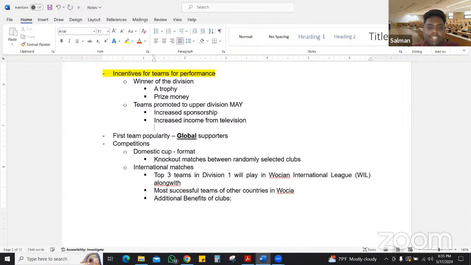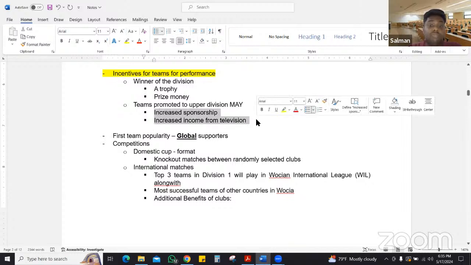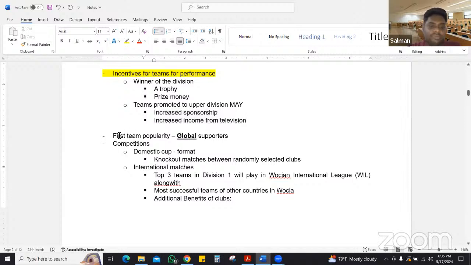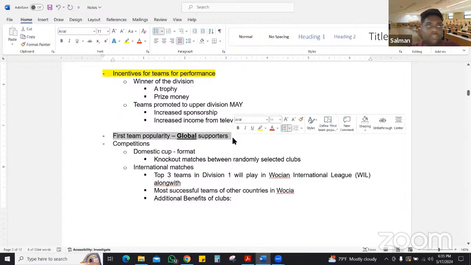So when the club is ranked to an upper division, they will get more sponsorships as well as more income from television broadcast. The first team's popularity will gain global supporters. Football is a sport where we have global supporters, global fans. Most supporters are interested in the first team, less in the second team, less in the under 18 team, obviously.